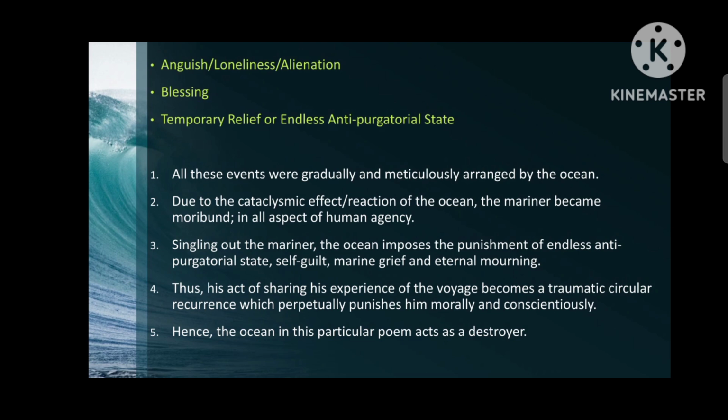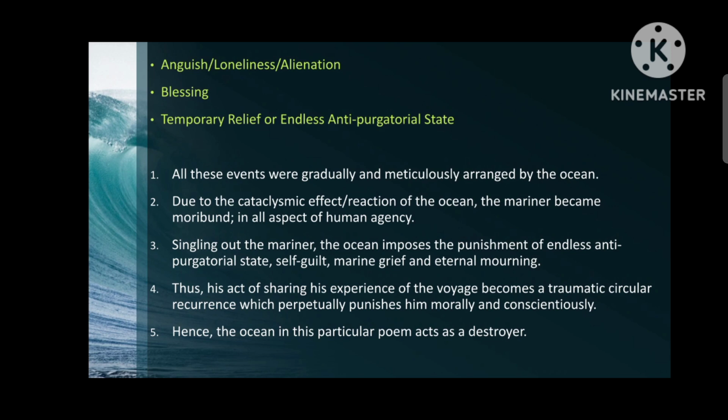Now third point, singling out the ancient mariner, the ocean imposes the punishment of an endless anti-purgatorial state: self-guilt, marine grief, and eternal mourning. I discussed this point earlier: this is a kind of punishment where the mariner cannot get salvation. He needs to narrate his story to somebody on this earth, and for that reason he sojourns here and there, striving to find a listener who is ready to hear his story. In the beginning of this poem, he stops one of three people and narrates his marine grief, his eternal mourning, to that person.